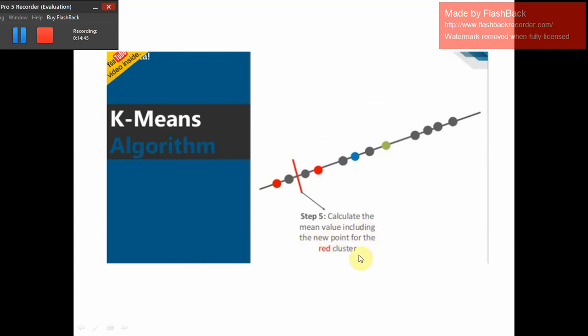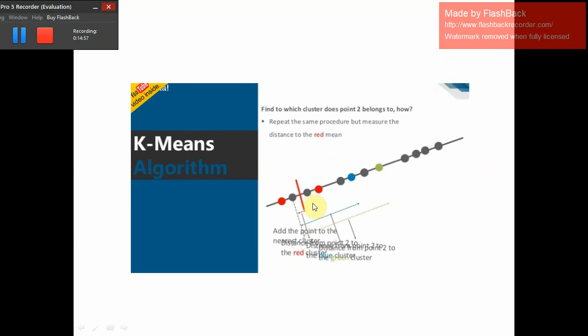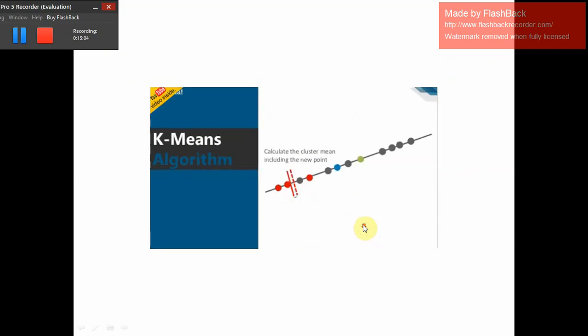the new point for the red cluster. So this is the red cluster, and this is a red point, and we try to calculate a mean. This is the point where exactly the mean point is. Then repeat the same procedure, but measure the distance to the red mean. So calculating the cluster mean including the very new point is what we require.